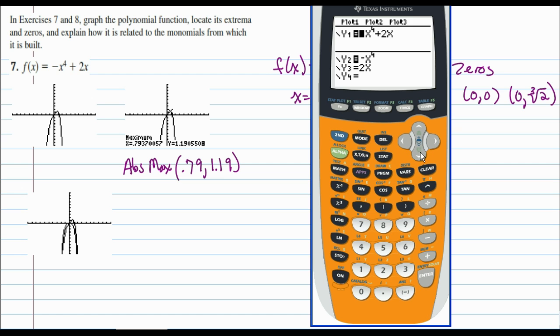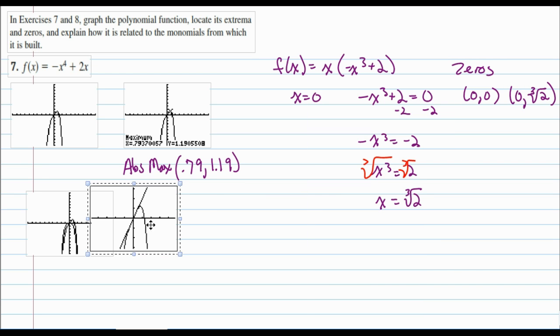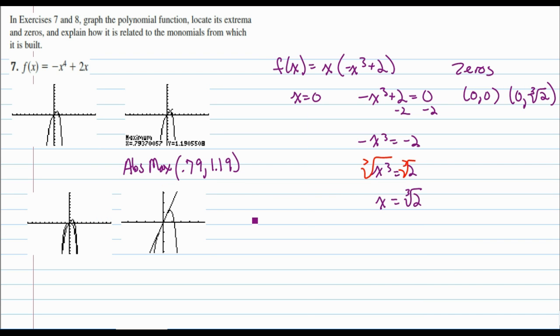Then let's go into y3 and see what happens to the 2x part. I'm going to hit zoom 4 so I can see the middle, predicting that the middle is going to look very much like that. And there it is. The middle looks exactly like that. So once again, the first term describes how the ends of the function look, and the second term, 2x, determines how the middle of f of x looks.